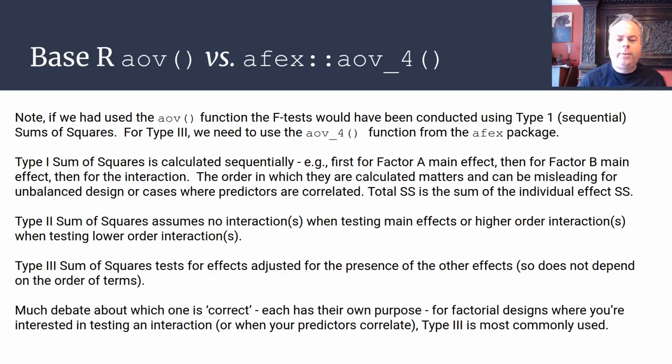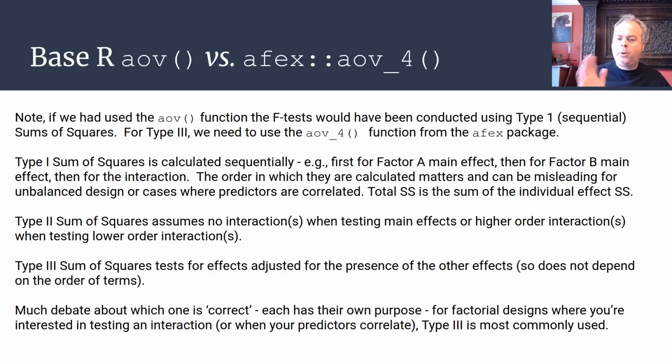If we had used the aov function that's built into base R, that would have worked by conducting what are known as type 1 or sequential sums of squares. We need to use the aov_4 function in the afex package for what's known as type 3 sums of squares. The difference between these different ways of calculating the sums of squares is actually quite important. Type 1 sums of squares are calculated sequentially: first for the main effect of factor A, then for the main effect of factor B, and then for the interaction between the two. And the order in which they're calculated matters.